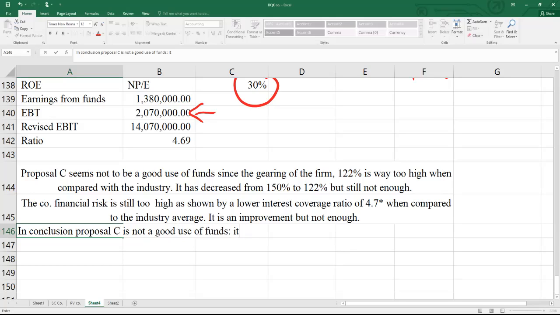It doesn't achieve it. It does not. It doesn't achieve either of its objectives. It doesn't achieve any of its intended objectives.